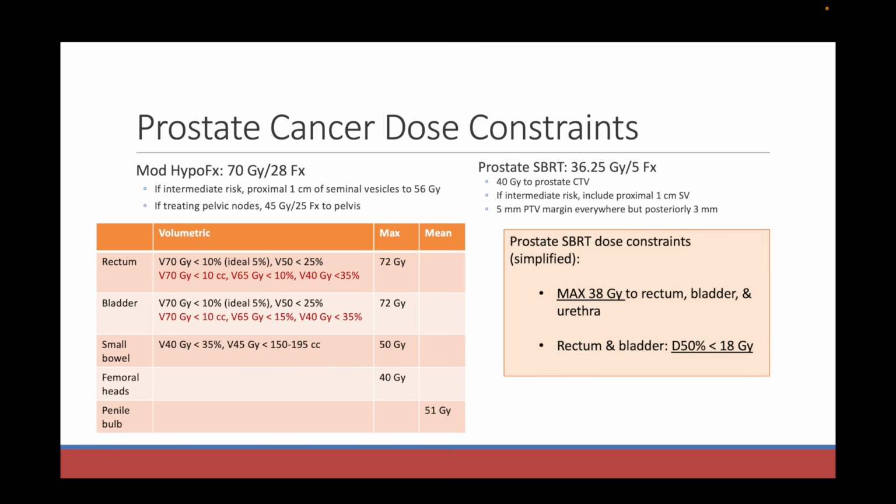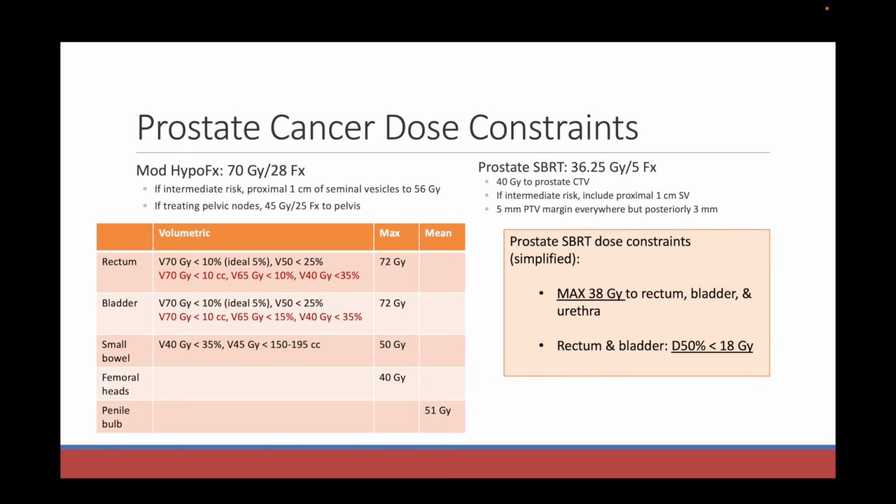For prostate SBRT, if they push you to do SBRT, 36.25 gray in 5 fractions is the commonly used dose based on the PACE trials. With this, we take the PTV to 36.25 gray in 5 fractions, but we use 40 gray to the CTV. Our expansions are 5 millimeters everywhere, except posteriorly towards the rectum, where we only do 3 millimeters. And similar to the previous regimen we discussed, if patients have intermediate risk disease, you can include the proximal 1 centimeter of the seminal vesicles in your CTV.